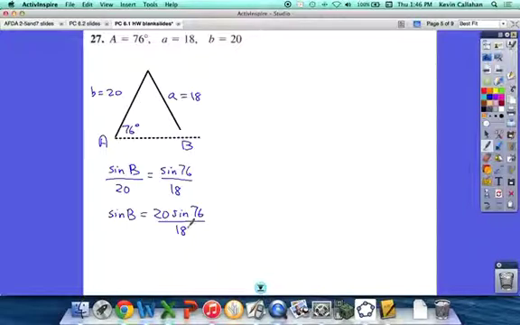Okay, I can put that in the calculator. 20 sine 76 divided by 18. 1.078. So in fact, unless I did something wrong, this is not one of those where I get two triangles. This is one where I don't get any triangle. So 1.08. I would just call it 1.1 because it really doesn't matter, right? Because that number is not in the range of sine. So no triangle.